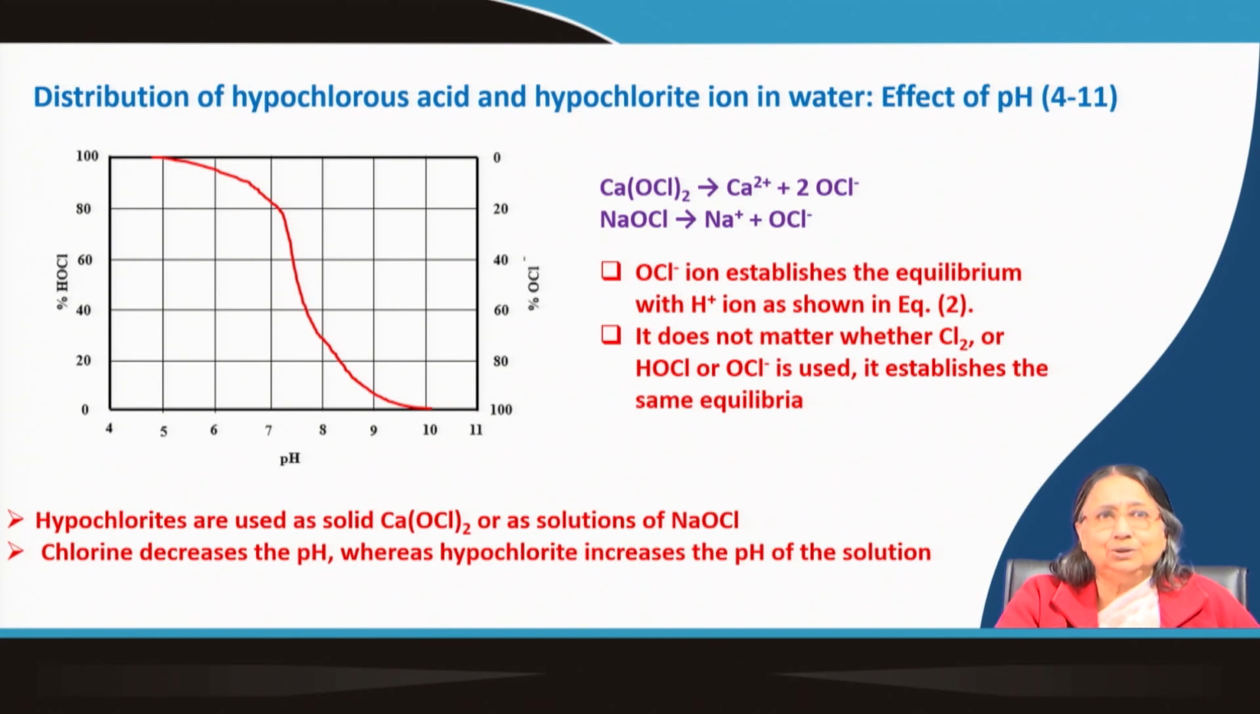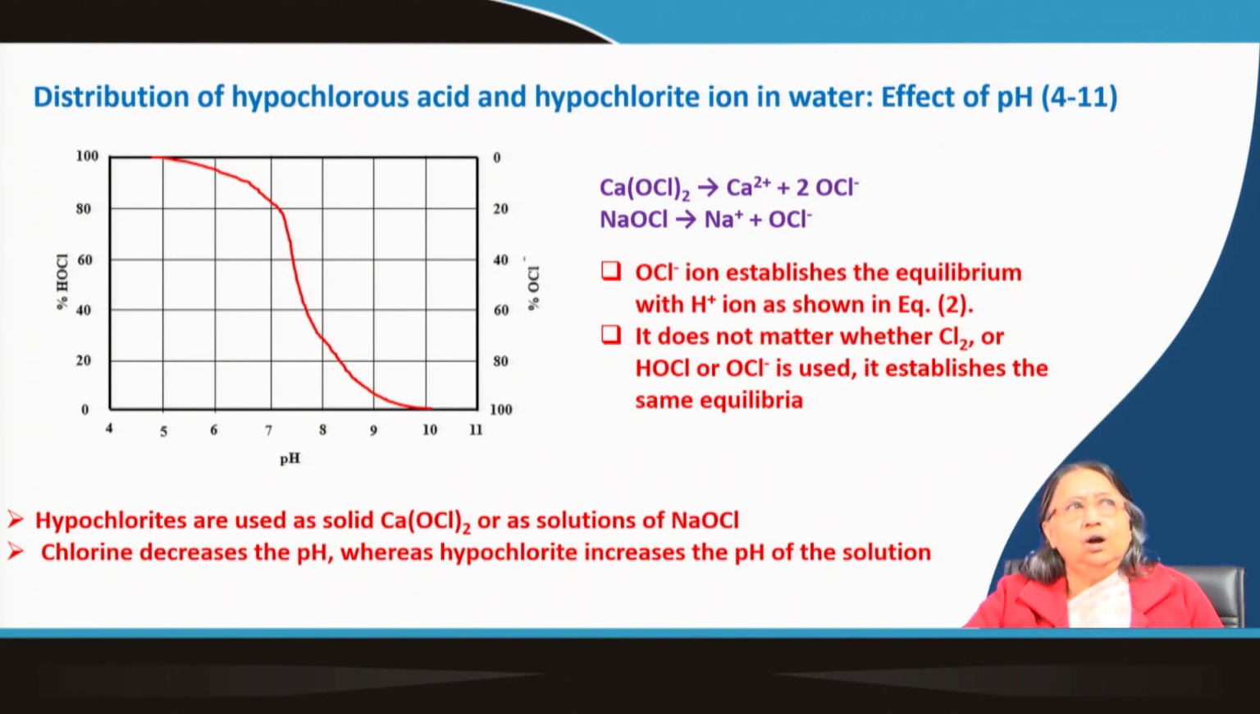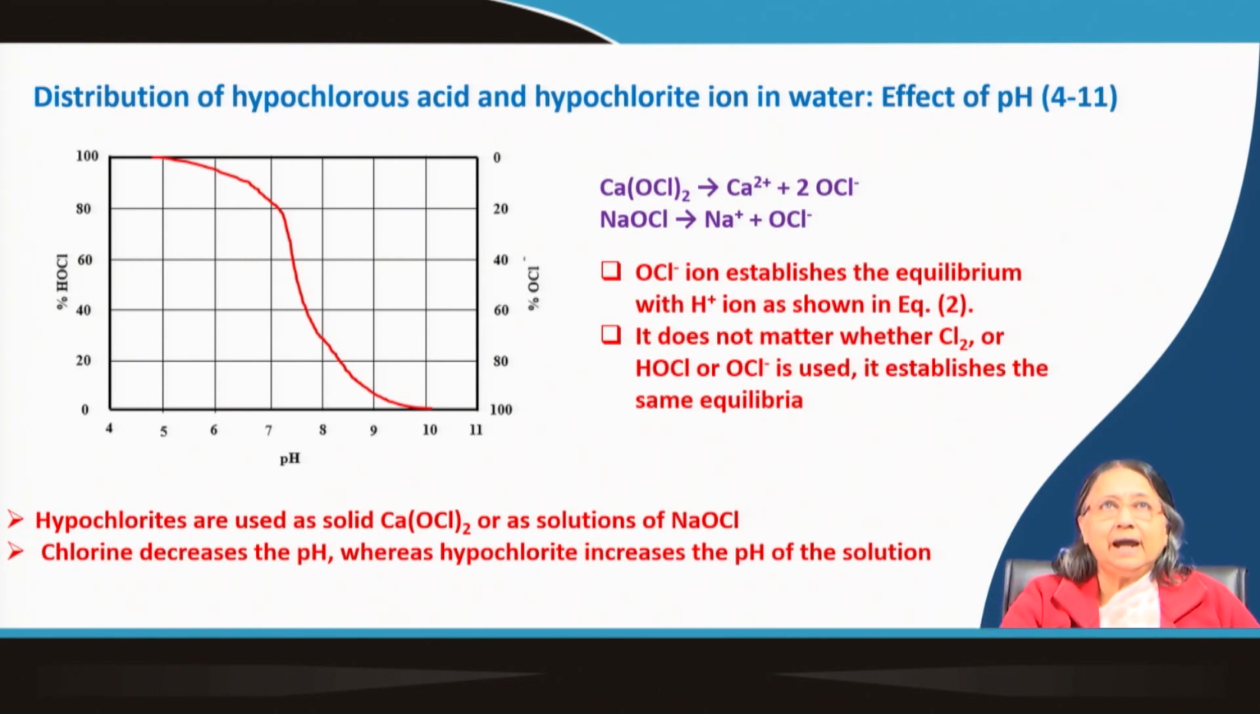I remember in our childhood days we used to do this. Okay. Hypochlorites are used as solid or as solutions of NaCl. We can use both, either we can put some solid there in the water during disinfection, or we can make some solution and then put the proper dose. Chlorine decreases the pH. We have seen chlorine when reacting with water gives HCl plus HOCl. So, some acids are produced. So, it is decreasing the pH, and when we add, say for example, NaOCl, then it will form Na plus and OCl minus.